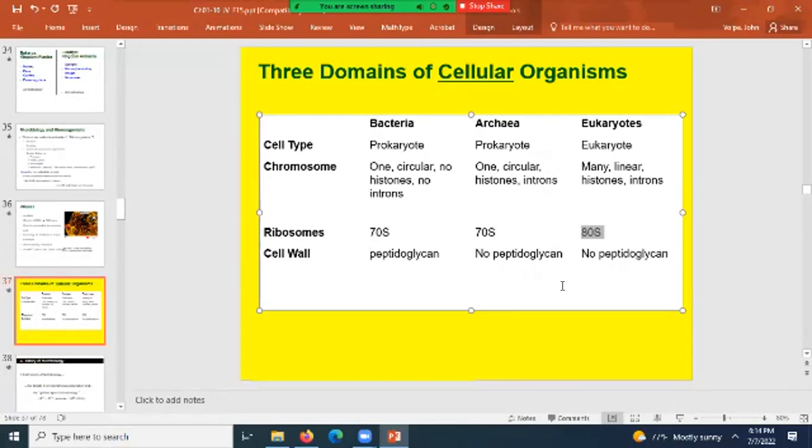Any question about that? All right, we've already mentioned peptidoglycan is found in the cell wall of domain bacteria, and that's the only place it's found. Not found generally in the archaea and not found in the eukaryotes. Any question about that?